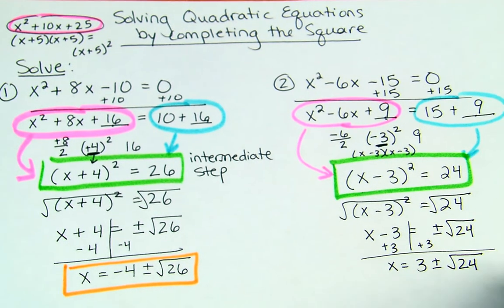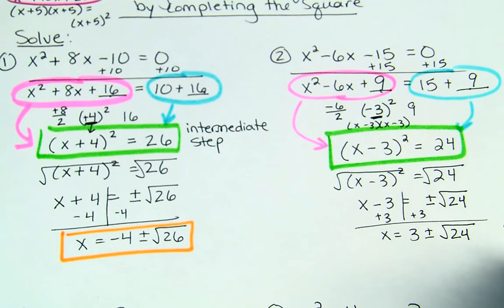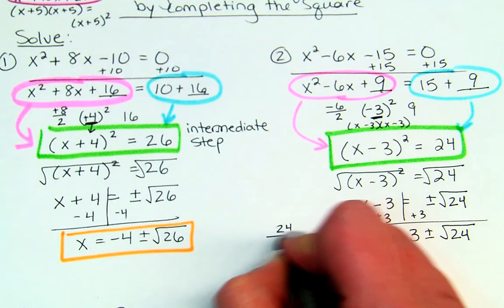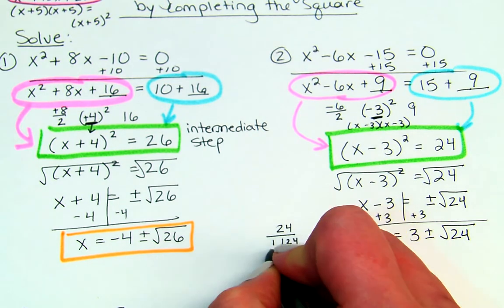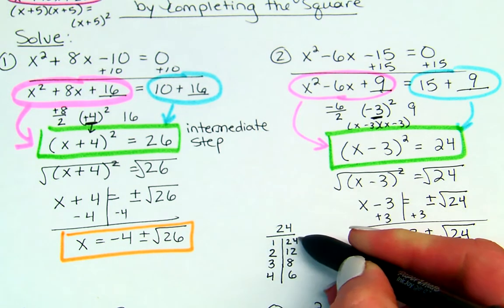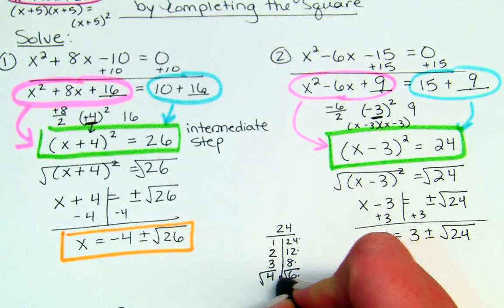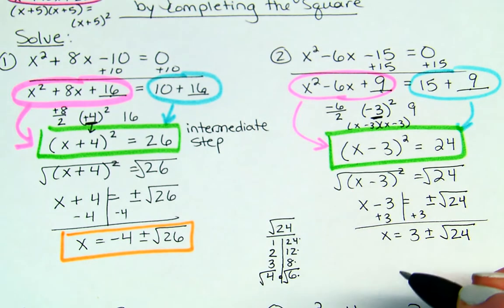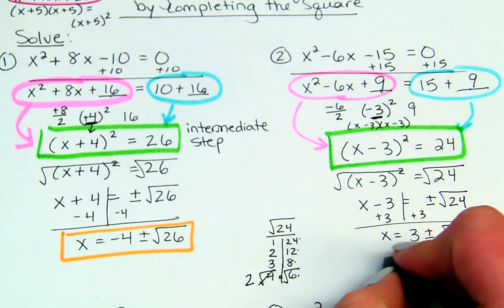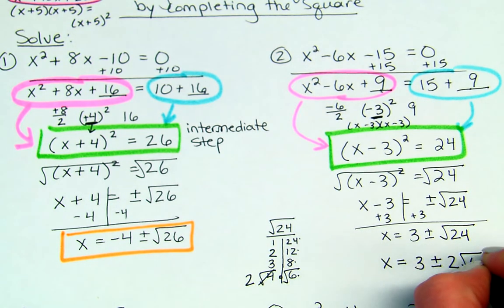So 24 is actually a radical that can be simplified. I actually will be posting a video on how to simplify radicals soon. But just so you know, if I list the factors of 24, none of these are perfect squares until I get to 4. So radical 4 times radical 6, which is the same thing as radical 24, and radical 4 actually reduces to the whole number 2. So I can simplify this a little bit further as 3 plus or minus 2 square roots of 6.